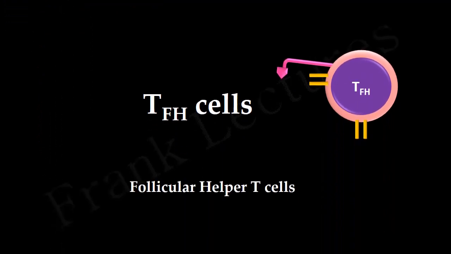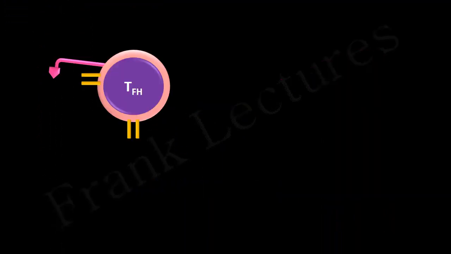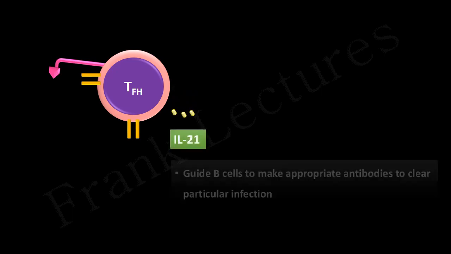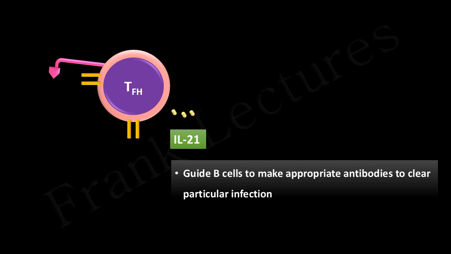Follicular helper T cells. Follicular helper T cells secrete interleukin 21, which guides B cells to make suitable antibodies for clearing an infection. Thus, like T helper type II cells, these follicular T helper cells help B cells in eradicating infections.